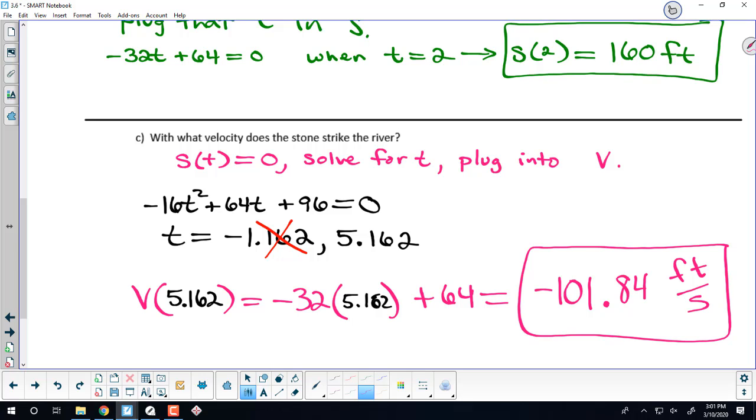Typically, these things are always intuitive. I guess it's intuitive to think that negative is moving down. I don't know.